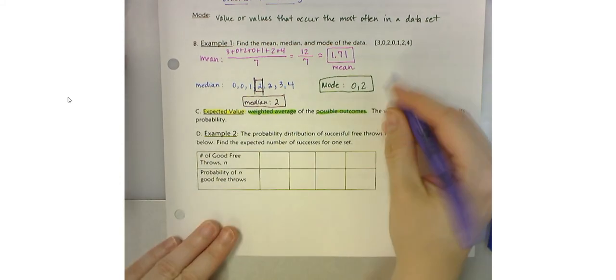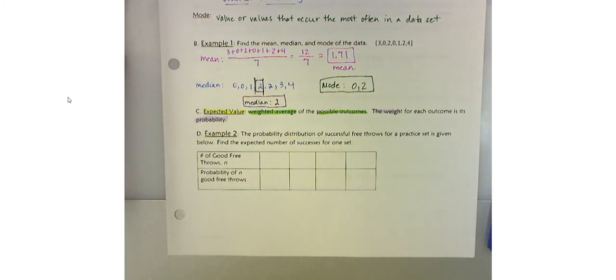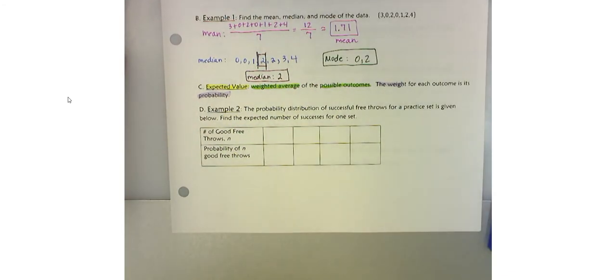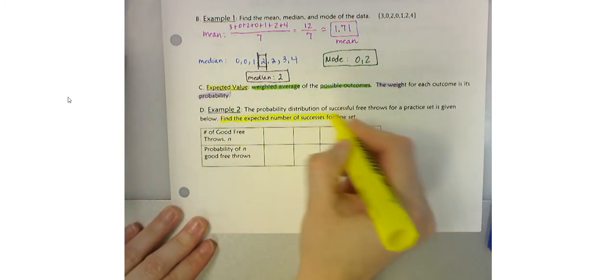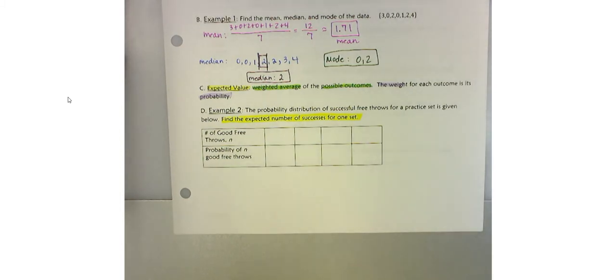So for example 2, we're going to be given a chart, which is the probability distribution of successful free throws for a practice set. That's going to be given in our chart. And then we're going to find the expected number of successes for one set. Okay, so the number of good free throws ranges from 0 to 3. So 0, 1, 2, 3.